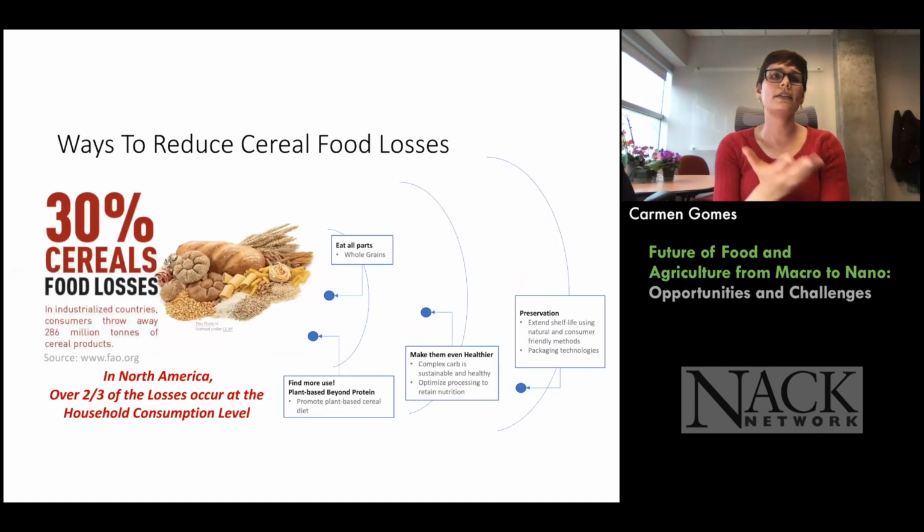Another example I wanted to talk about is reducing cereal food losses. Again, 30% is lost in North America, and most of that happens at the household consumption level. One example here is to eat all parts: learn how to eat whole grains and educate the consumers that this is healthy and beneficial to their system.